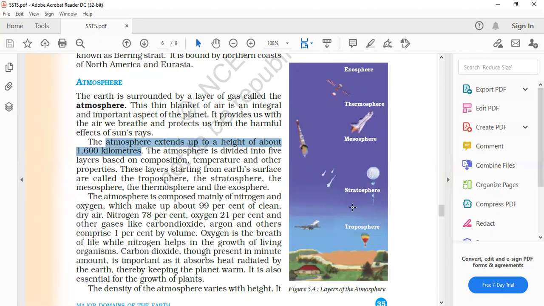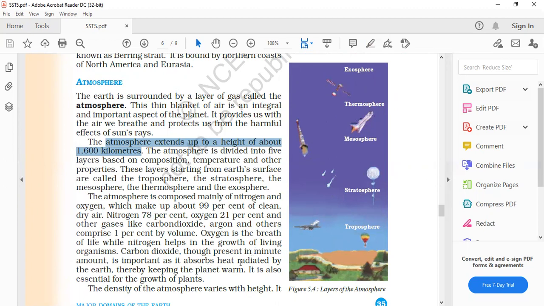By the picture you can understand that in the troposphere you have paragliding and aeroplanes. So understand where we find this. Here is the answer: where we find the jet, where we find the rockets, where we find the spaceship. So this is your answer. So make sure you study the layers of the atmosphere.